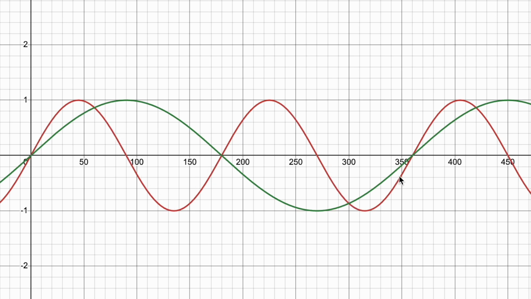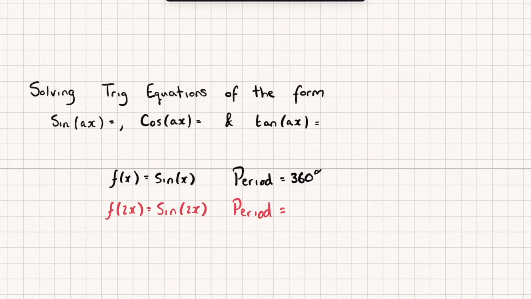It's going to become half as much. It's going to kind of get squished twice as much. And so the period of the graph is also going to halve, and you can see that from that visual. So the period is halved, so now if we're looking at sine of 2x, the period has changed from 360 degrees to 180 degrees. Now understanding this is going to help with the method I use to solve the trig equations we're going to look at today.